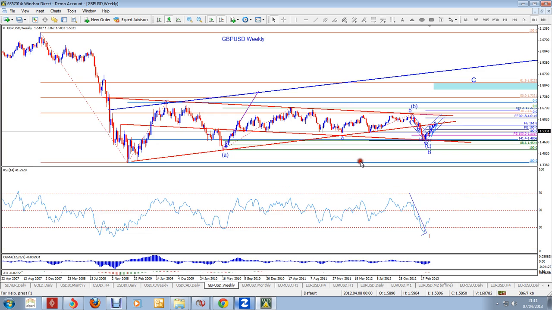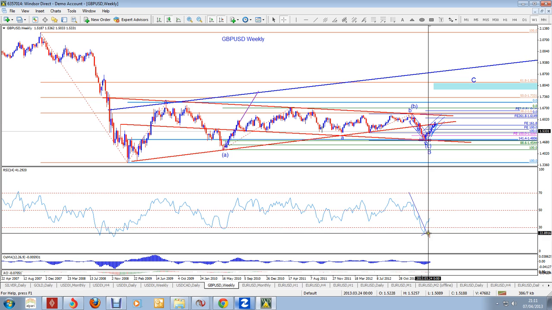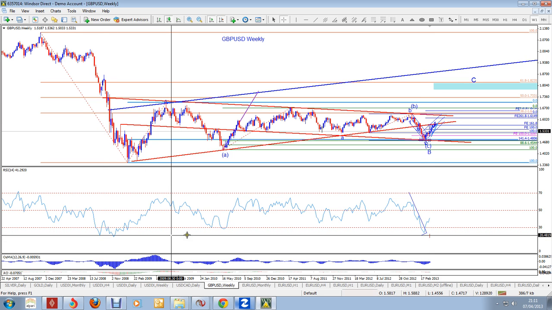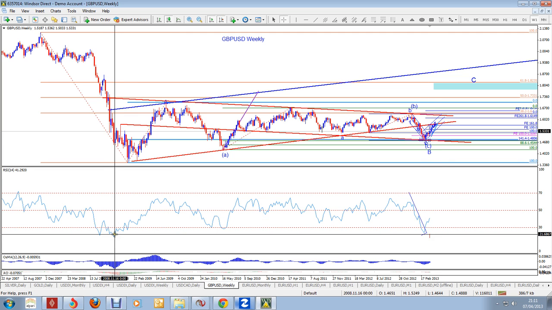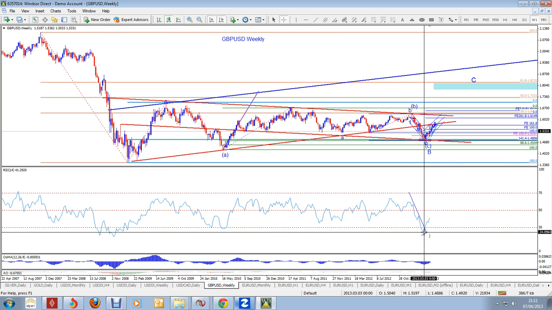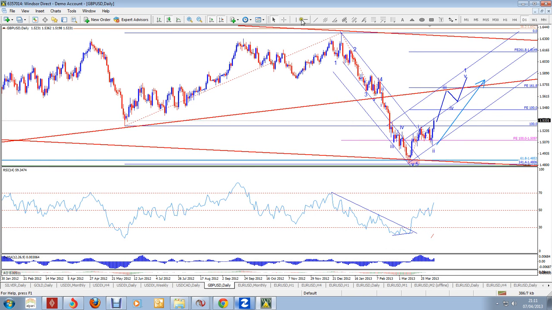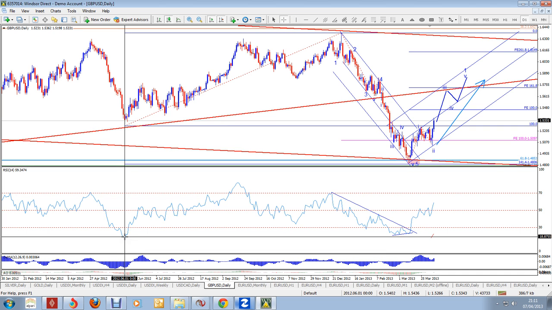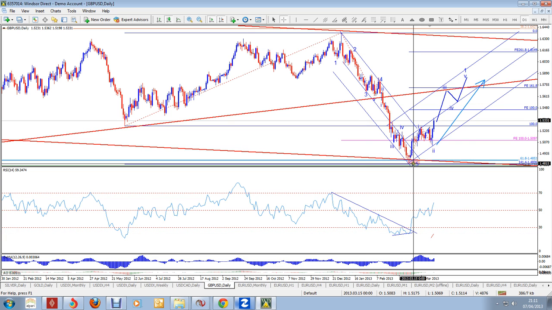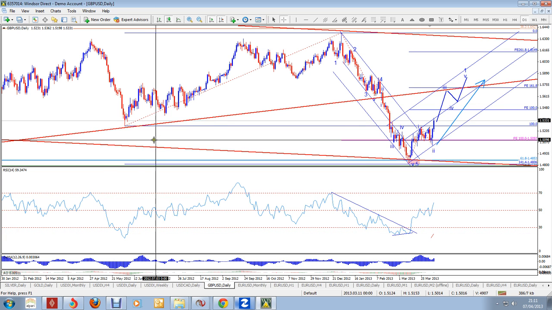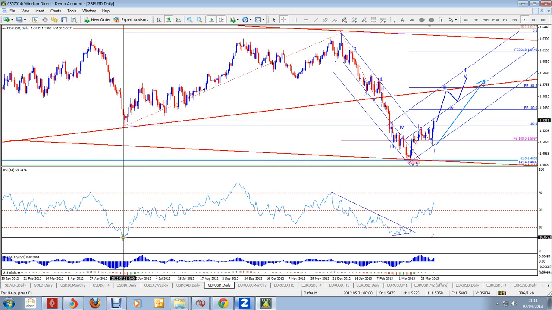Also, if you look at the RSI, you will see on the weekly RSI we are still in an uptrend from the low there to the low here. But if you then drop down to look at daily, you will note that this low corresponds with that low, and this RSI low here corresponds with this low, and on price we've got a lower low, but on RSI we've got a higher low.